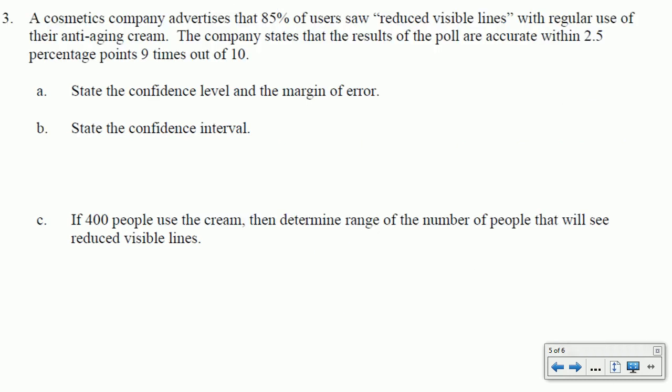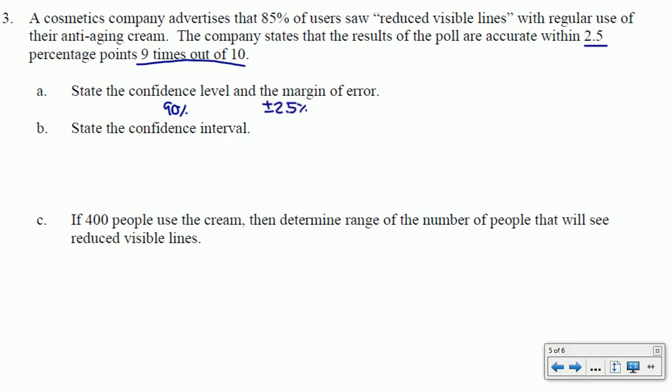In example number 3, a cosmetic company advertises that 85% of users saw reduced visible lines with regular use of their anti-aging cream. The company states that the results of the poll are accurate within 2.5 percentage points 9 times out of 10. First, we need to state the confidence level and the margin of error. So if the poll is accurate 9 times out of 10, the confidence level is 90%, and the margin of error is given here, plus or minus 2.5%.